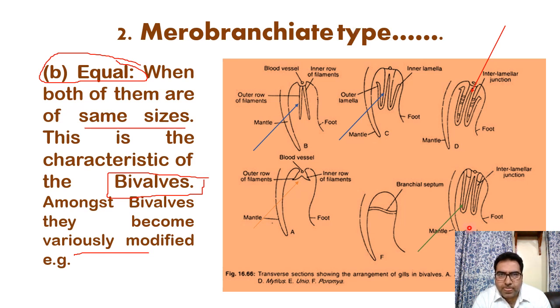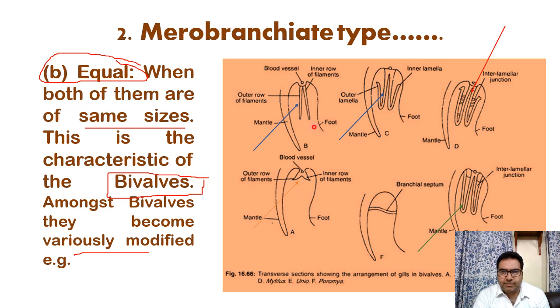In the Poromya, the ctenidium becomes degenerated and is represented as a transverse portion as well. This is the Poromya, wherein the ctenidium becomes degenerated and is represented as a transverse portion. So herein the ctenidia has degenerated and is represented as a transverse portion.